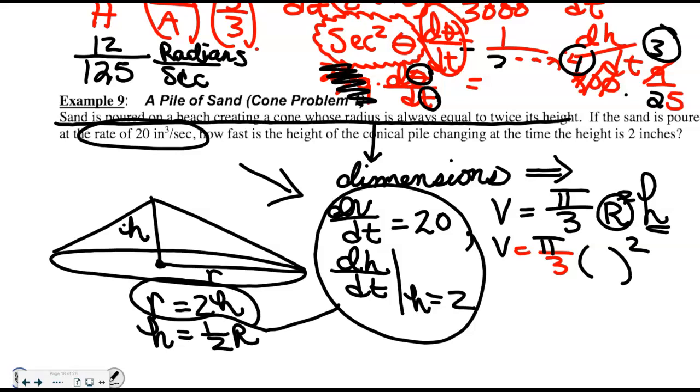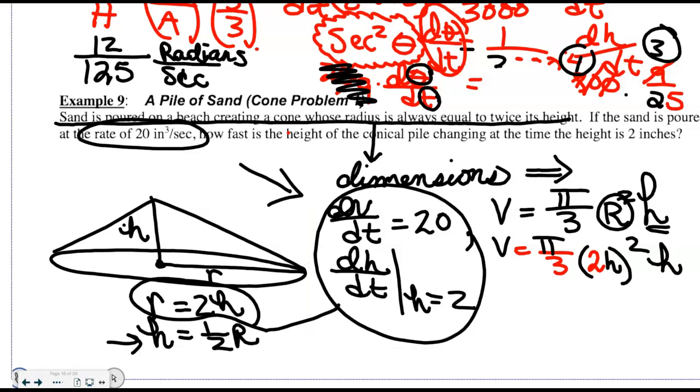Now, if this had said dr dt when r equals, then I would have chosen this guy because I want to maintain all the r stuff. So I'm going to replace that guy with a 2h. I have not done any calculus yet. I've not started to pour the sand, and I'm still not going to, Bethany. I'm going to clean this up a little bit. If I squared the 2, I'd have a 4. So I'm going to go 4 pi over 3, and then I'd have h squared times h.